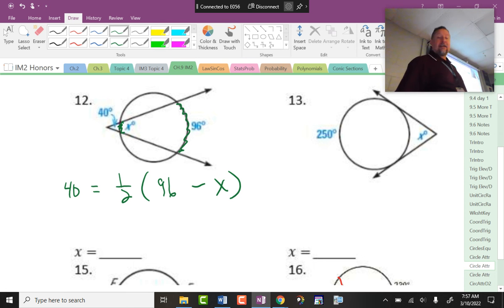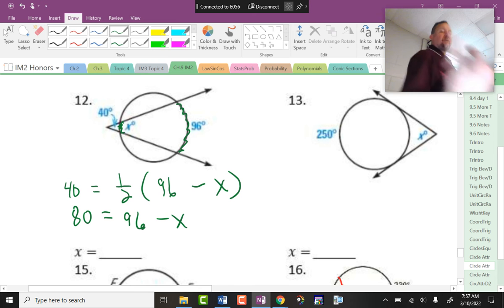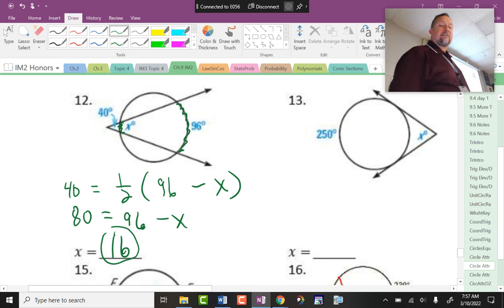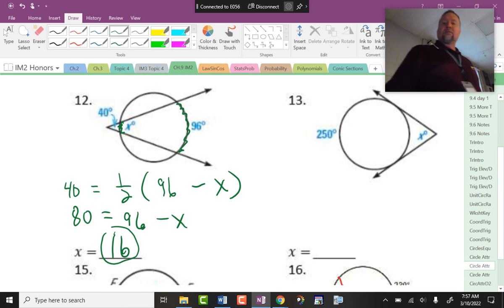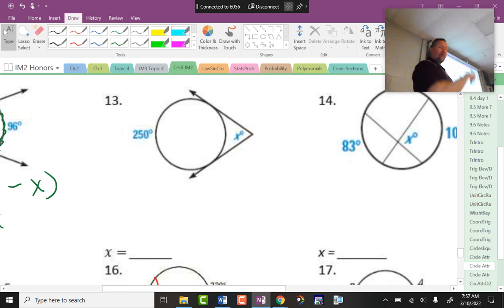Multiply both sides by 2, and you get 80 equals 96 minus x. When you subtract 96 and then divide both sides by a negative, you get x equals 16. So it'd have to be 16 degrees. Okay, so you should be able to do that. Subtract 96, get a negative, but a negative equals a negative situation. Fumble. All right.